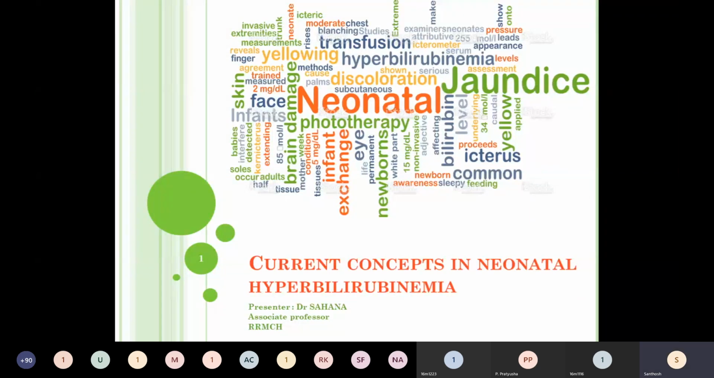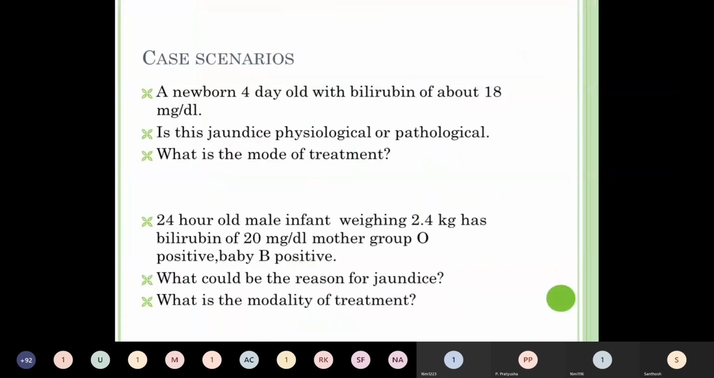Anything? Anyone? You're all eighth term. You must have finished your pediatric postings. How is it different from the older children? Anyone? So let's see the case scenarios.